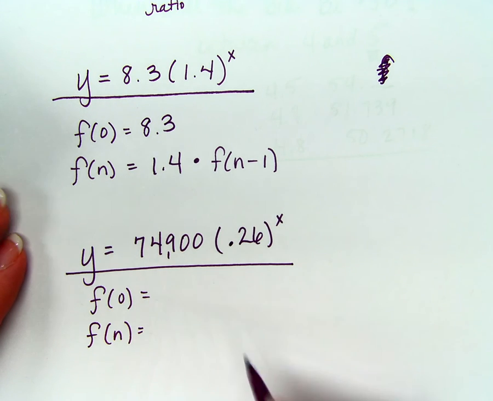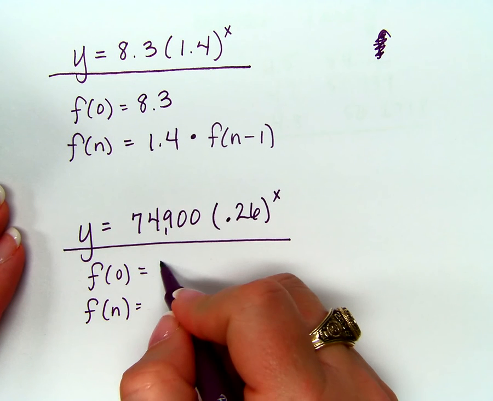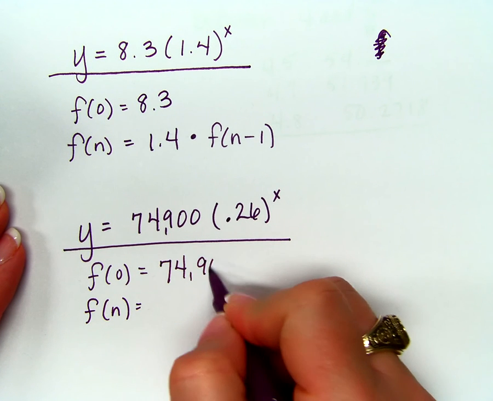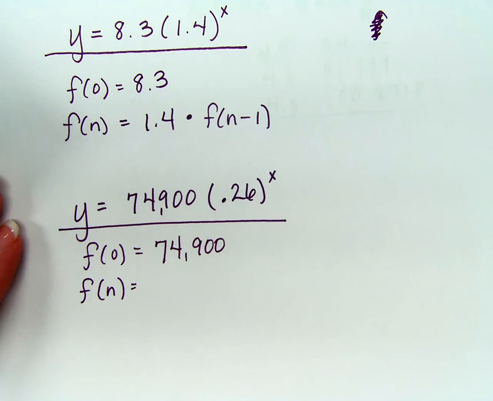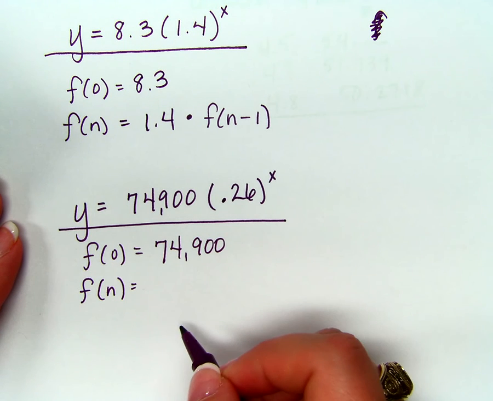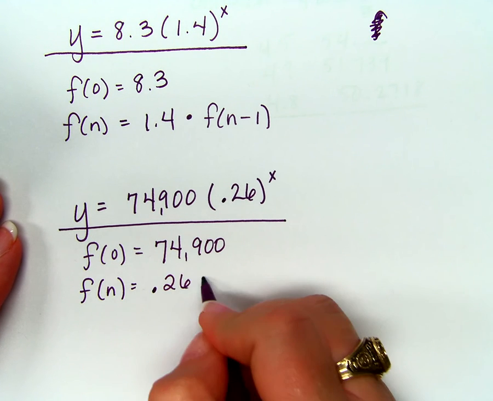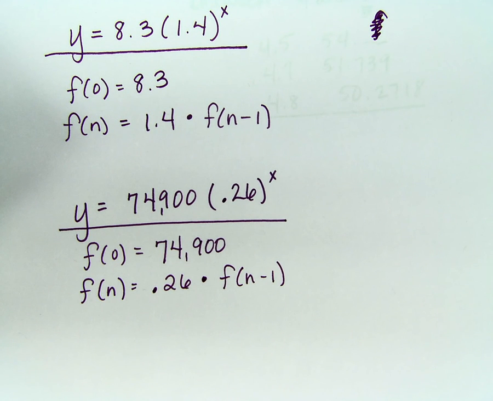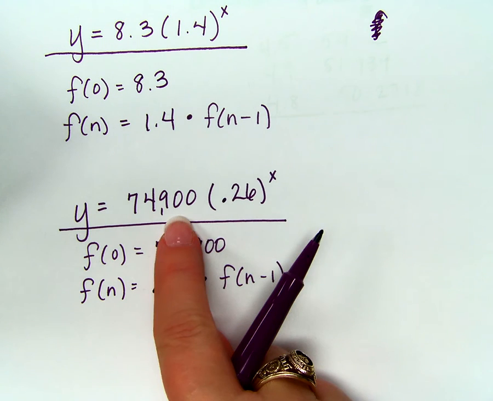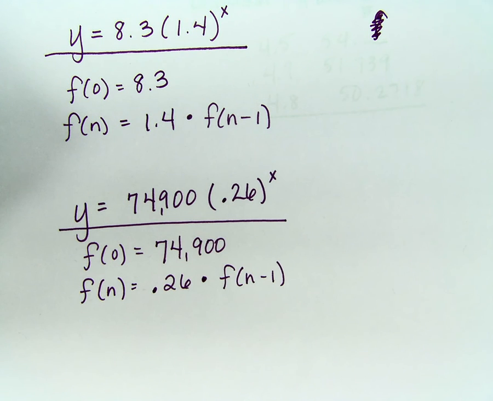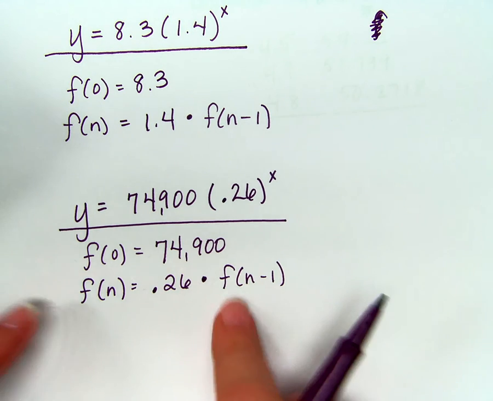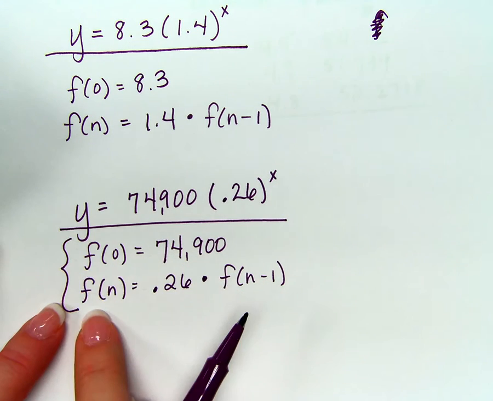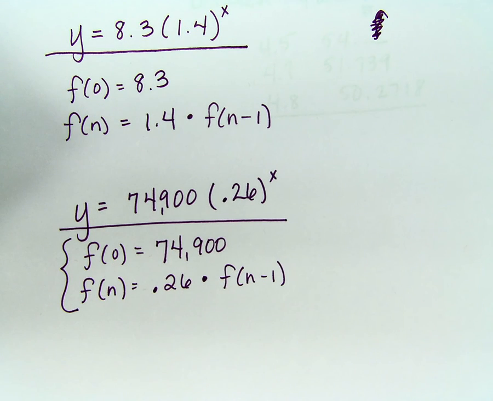Do we know f of 0? What is it? 74,900, right? What is the common ratio? Times the previous term. Guys, that's the only way I can make it harder, by making these numbers bigger or smaller. That's all I got. You don't have to find out what f of n minus 1 is. Nope. All it's asking you for is the recursive function. This is the recursive function that goes with this exponential equation.